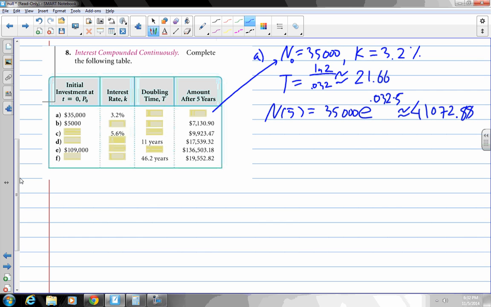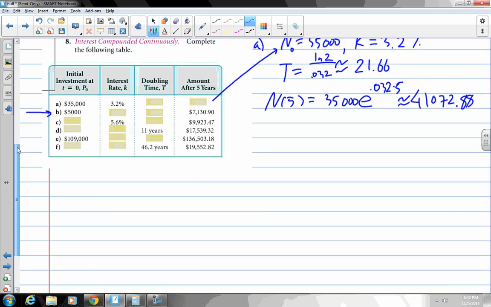So again, that one is really straight up. There's nothing going on. There's no equations. But let's say I give you B. All I know is the initial amount and the amount after 5 years. Okay? What can I find using these two pieces of information? What can I solve for? The rate. Because there's no way I can find the doubling time at this point without knowing the rate.